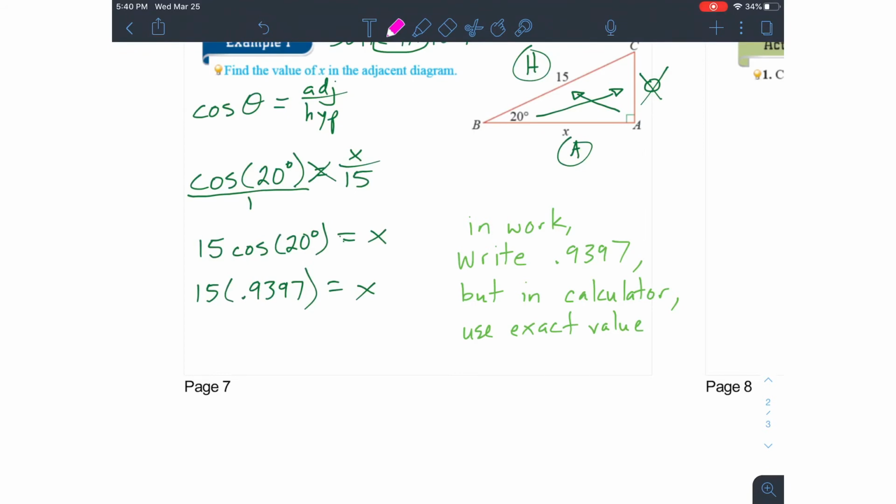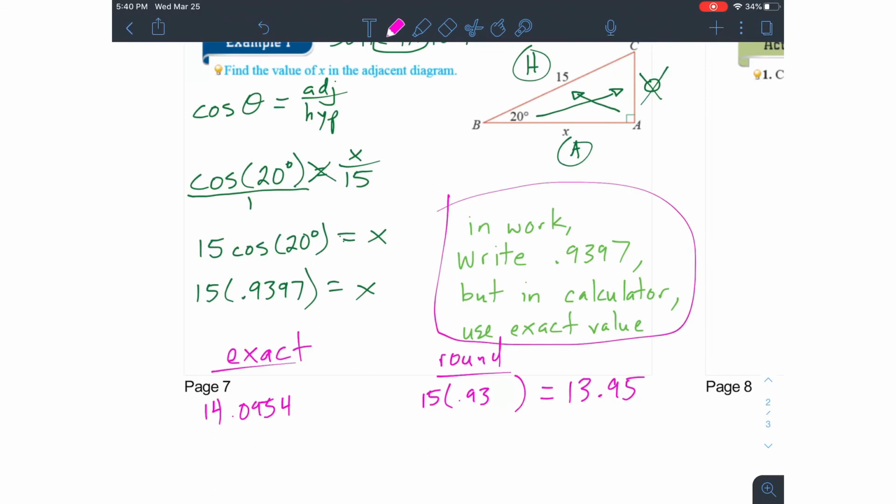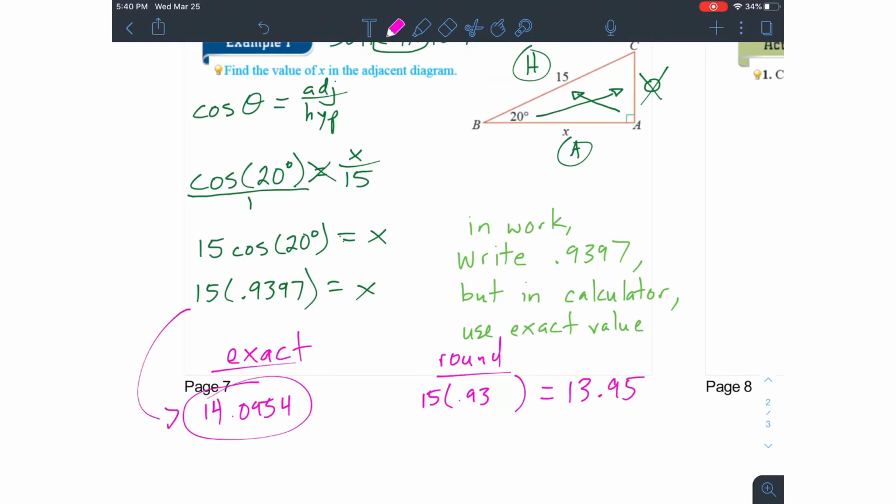I erased all of that. I'm not entirely sure why I did. But anyway, what I do want you to get is... Oh, that's where I want. Okay. This is going to be the correct answer. That's the answer that I expect to see from you.